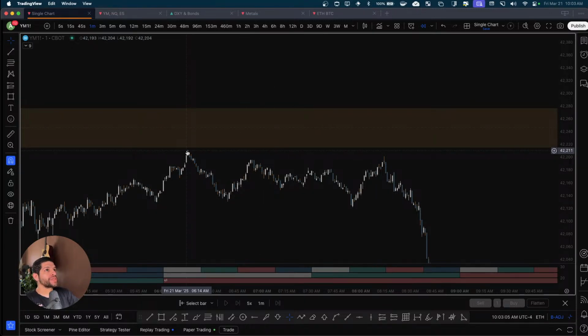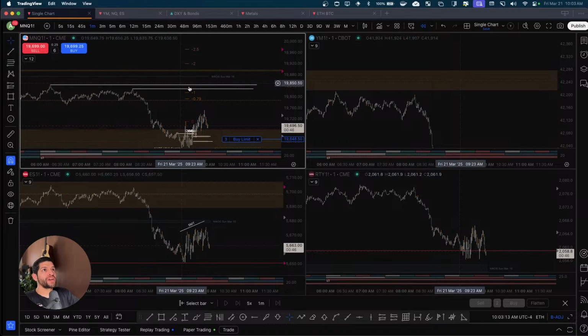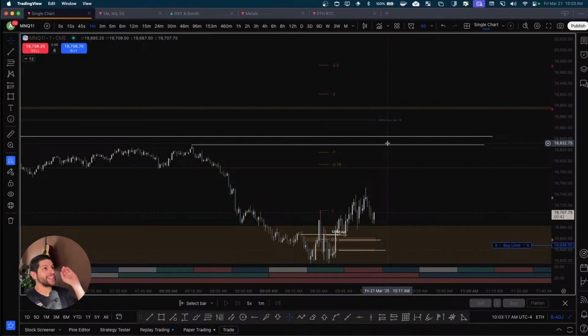No sequential SMT there. Cool. I like that. And this is another thing, you can start to align context. If we have no sequential SMT session over session, why would we continue lower? I want to see sequential SMT session to session, right? Same thing for the other side. We're kind of stuck in this range.